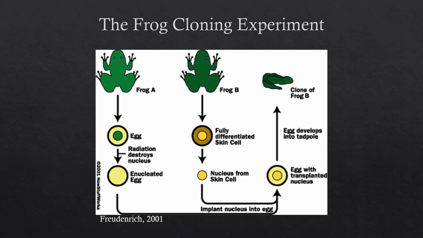The frog cloning experiment was conducted in the 1970s by a researcher named John Gurdon. He destroyed the nucleus in an egg from frog A using UV radiation, and replaced it with the nucleus from a differentiated skin cell from frog B. The egg was then able to develop into a tadpole genetically identical to the donor frog, frog B. This proved that the skin cell nucleus still contained the full frog genome.